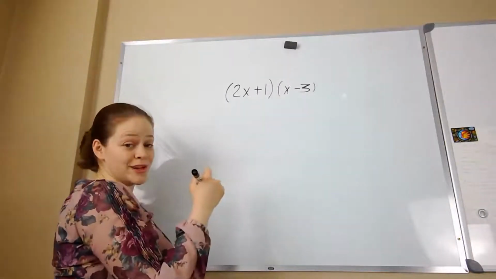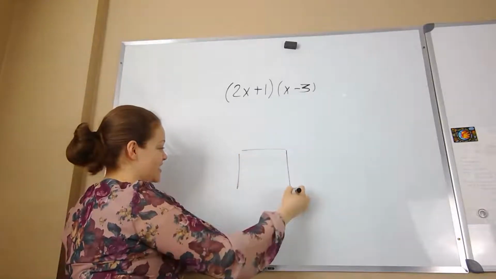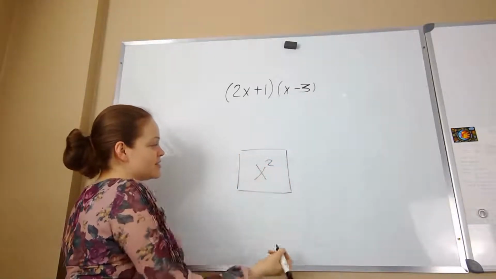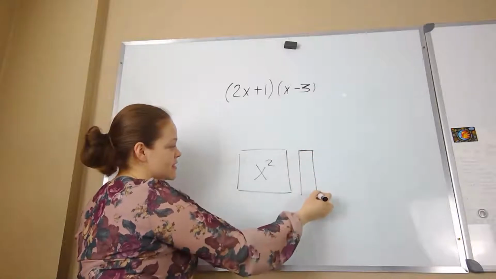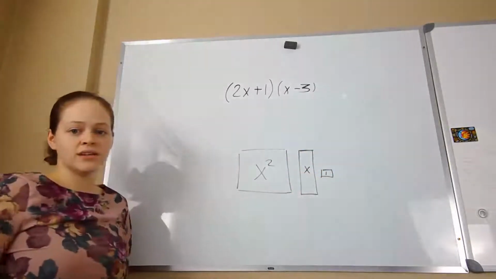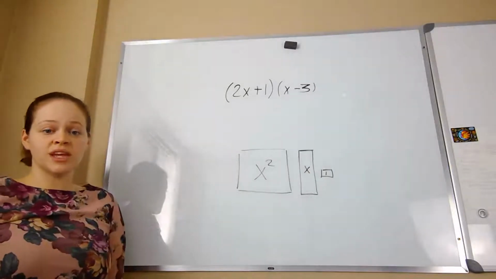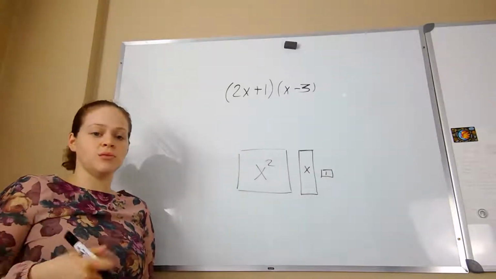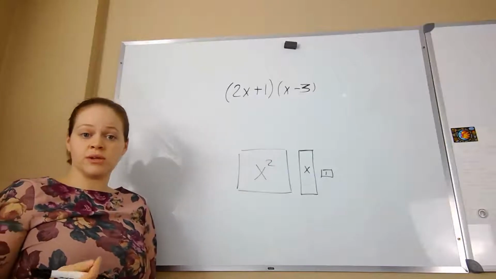So first of all, let's go over algebra tiles. So the big one is x squared, the skinny one is x, and the little guy is 1. And we'll say if we color them in, they will be positive. If we don't color them in, they'll be negative.